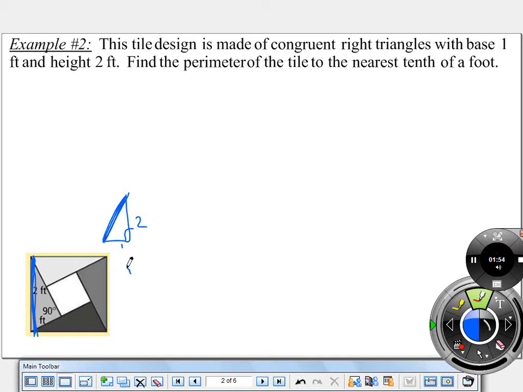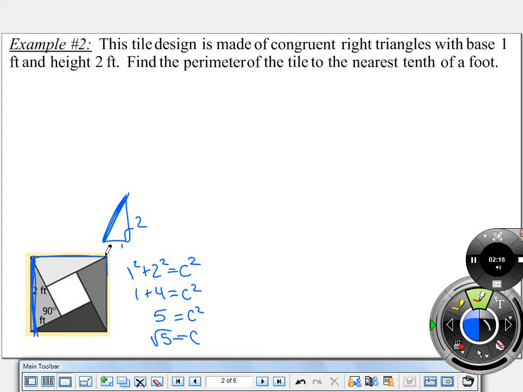So a little reminder of Pythagorean theorem. A squared plus b squared equals c squared, or leg squared plus leg squared equals the hypotenuse squared. So I get that c squared is 5, which means the hypotenuse has a length of rad 5. And I don't include plus or minus there because I wouldn't have a negative distance.